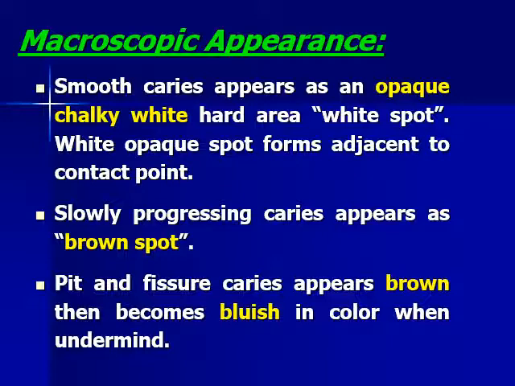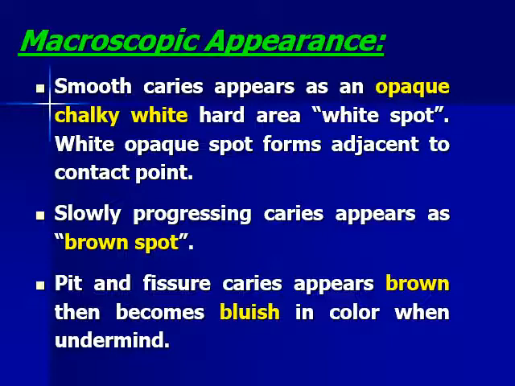But if the dental caries continues to happen, after having this opaque, chalky, white area, which is hard at the beginning, it becomes a little rough, the surface becomes more rough, and it becomes softer than the normal tooth and starts attracting the pigments and colors from the food and other pigments in the oral cavity, and so it gives a brownish color.